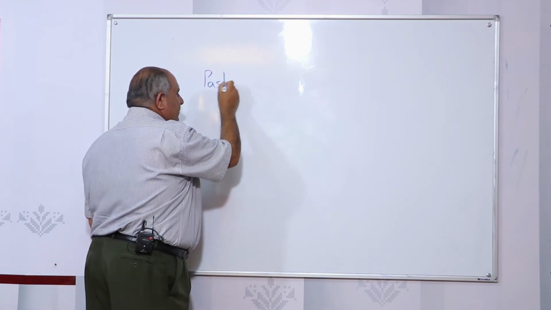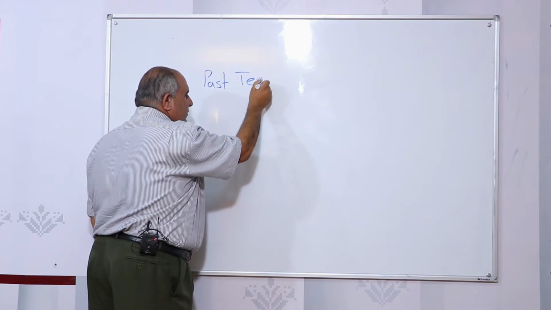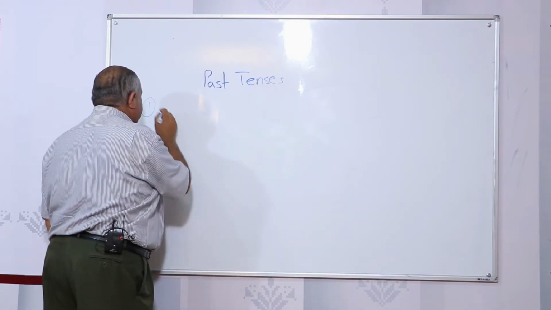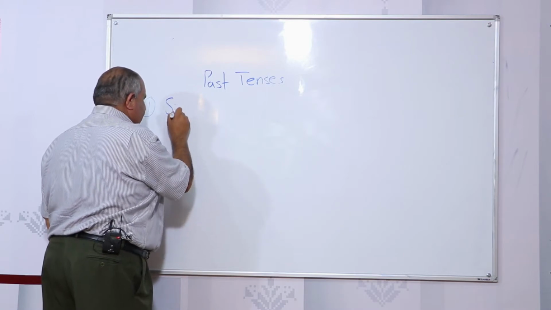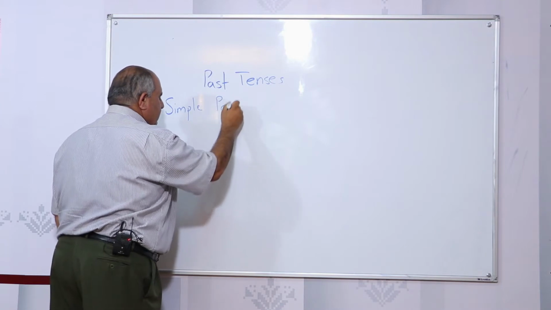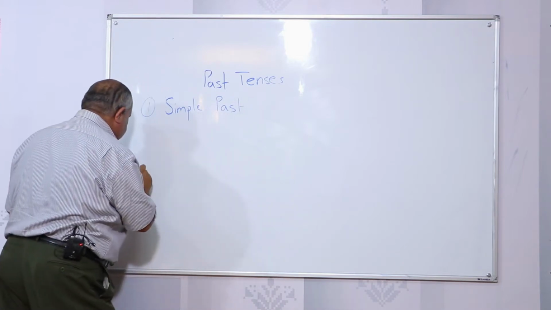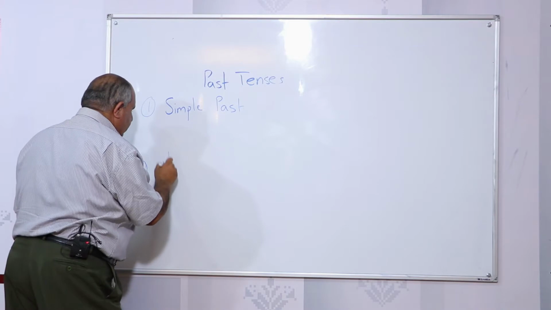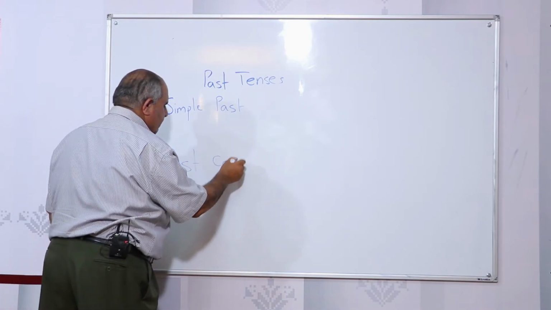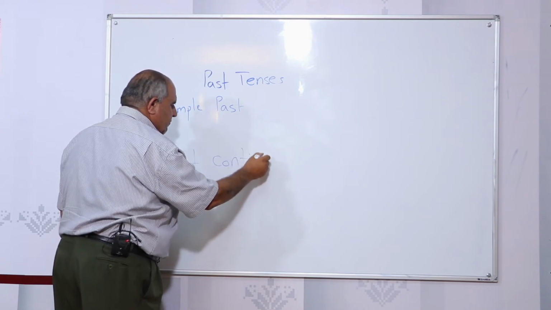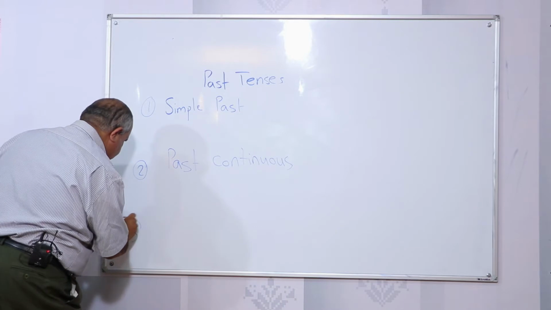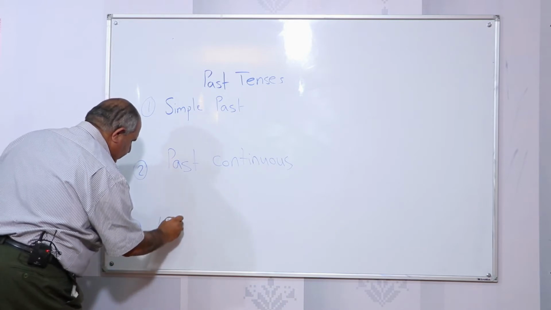Particularly, we will talk about number 1, simple past tense, and number 2, past continuous, and number 3, the use of used to.